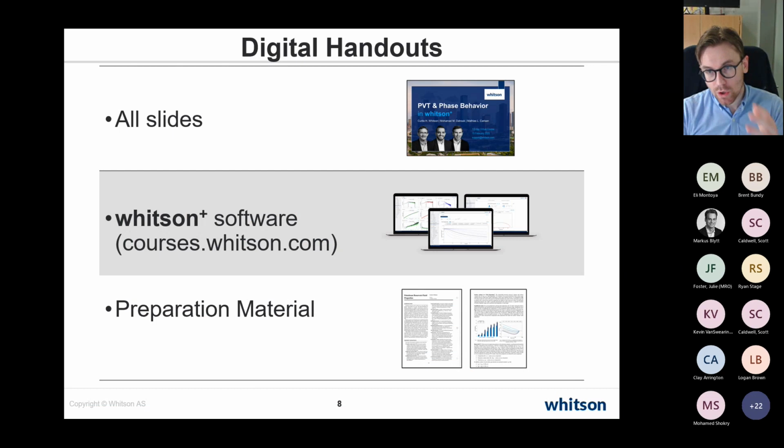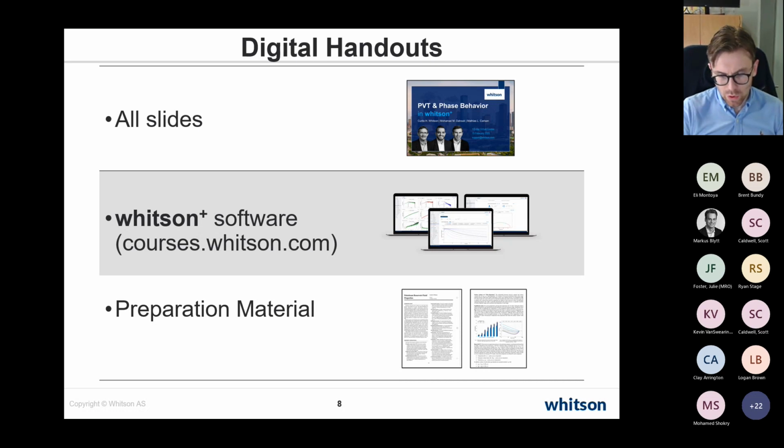In the digital handouts, you should have gotten all the slides that you see here. You should have got access to the Whitson Plus software, and there is some preparation material there as well. So 2 weeks prepping to this course. So 10 days ago and also this weekend, we sent out the preparation email to everyone on this email, at least if you were in the invite at that point. That had a preparation document, very fast to read through. If you read through those, it's kind of like you've been fed a little seed on some of the concepts that we'll discuss today. It's also very good reference material, especially that introduction to PVT document.